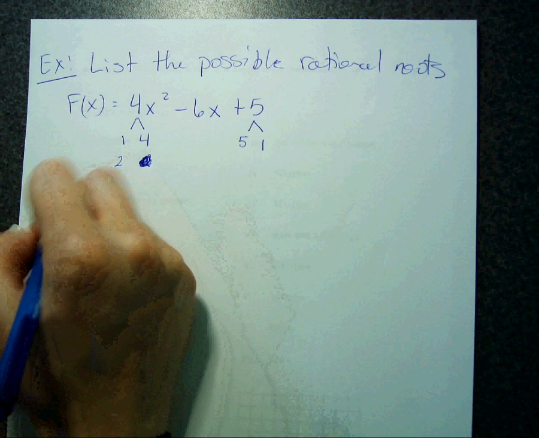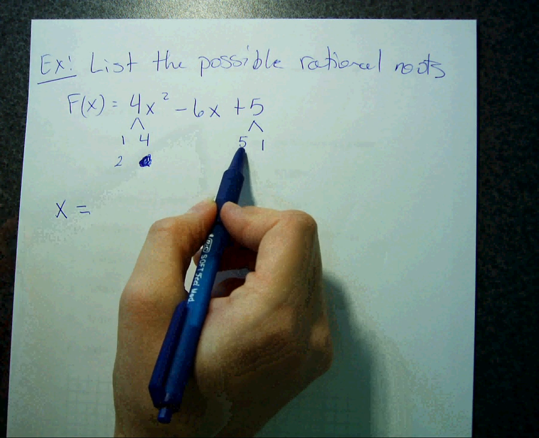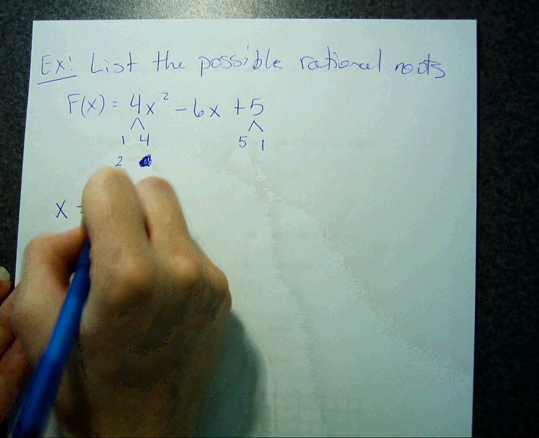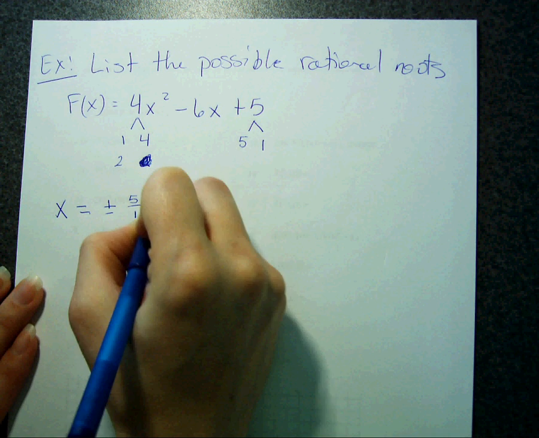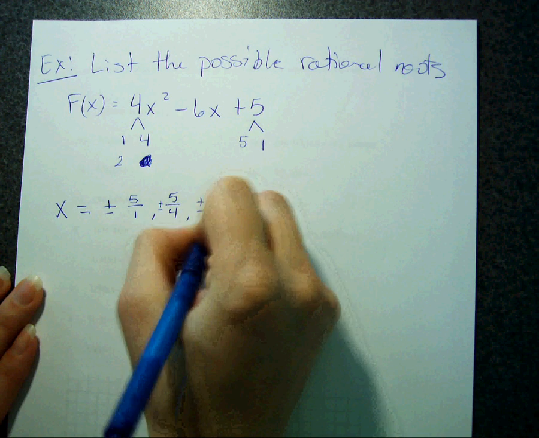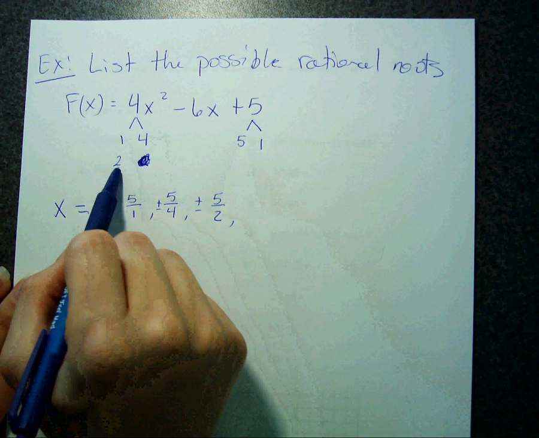So my possible rational roots, I'm going to start with the 5. It doesn't matter if you start with the 1 or the 5, but I'm going to start with the 5. And I'm going to do plus or minus the 5 over the 1, the 5 over the 4, plus or minus, and plus or minus the 5 over the 2. So I've done the 5 over all three of the factors of the first.